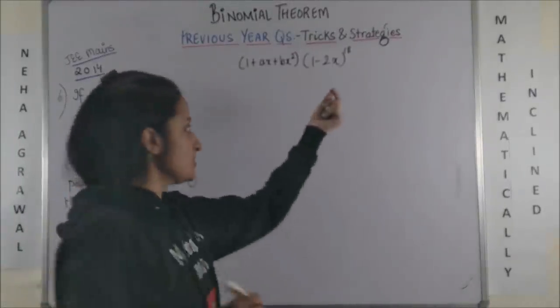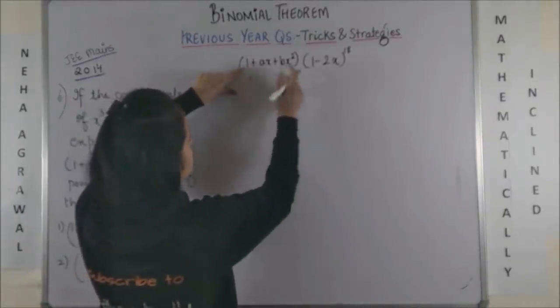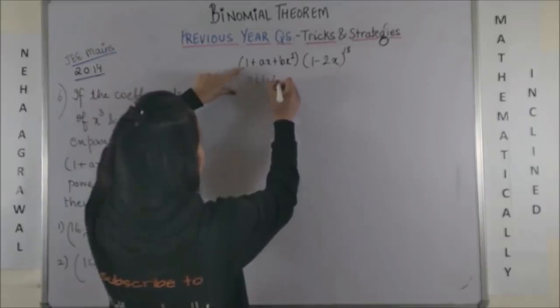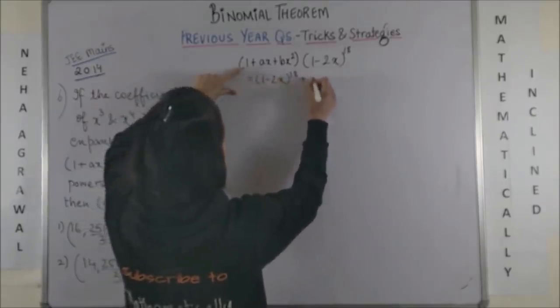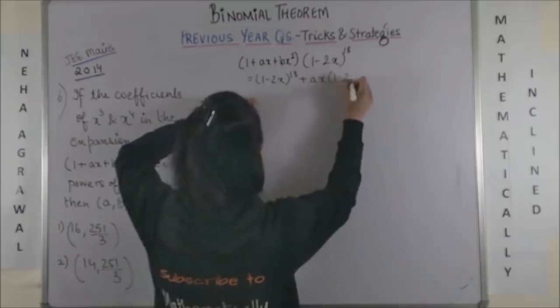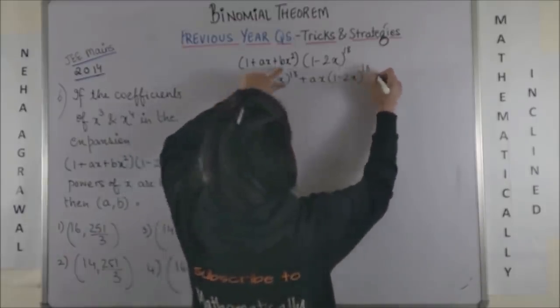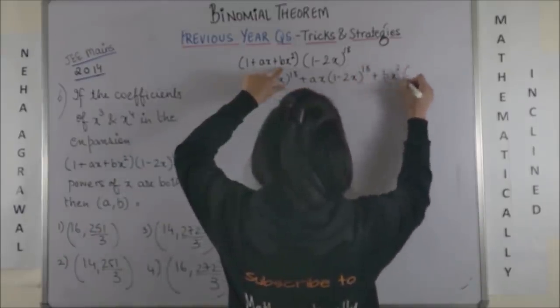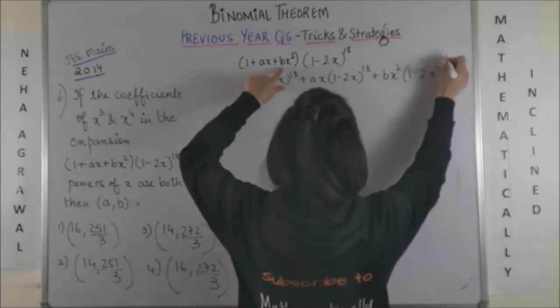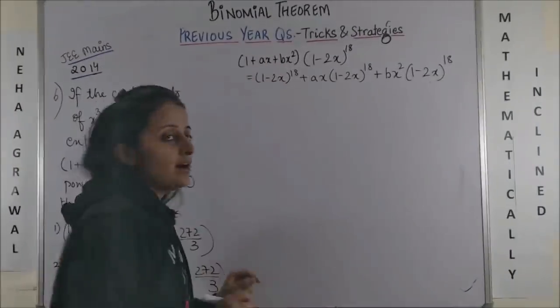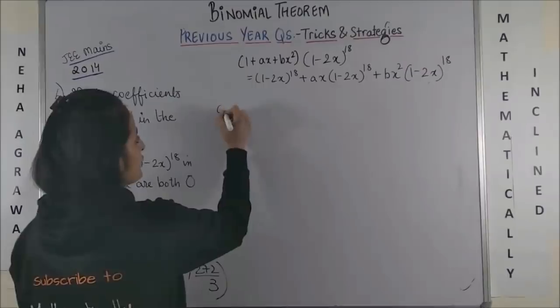Once you are given this, just open this bit. So this gives us (1 minus 2x) raised to power 18 plus ax into (1 minus 2x) raised to power 18 plus bx square into (1 minus 2x) raised to power 18. Okay, now how do I get the coefficient of x cube?